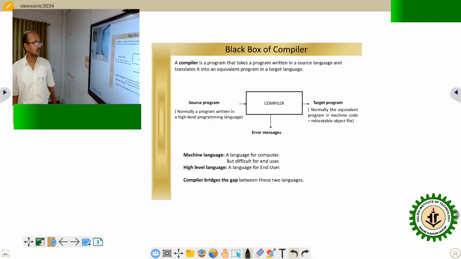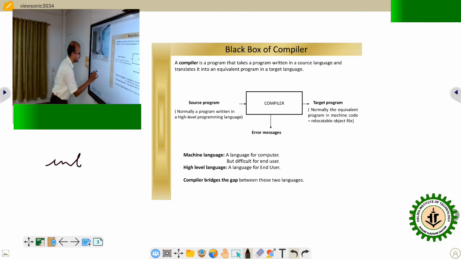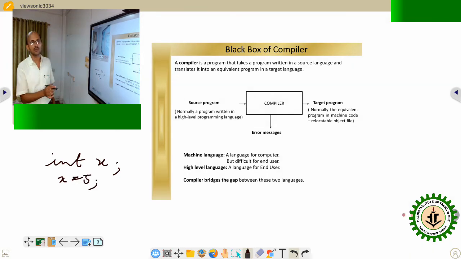So now this is the position where the compiler lies in the programming sense. The compiler acts as the mediator between the machine language and the high level language, because we are writing the program in the high level language. High level means C program. You are writing the C program, say I am writing int x, and say x is equal to 5 that you are assigning. So these are the C programming instructions. The computer could not understand it. That is why we need to translate it into the machine level language.